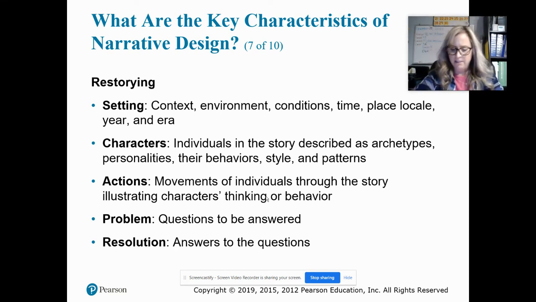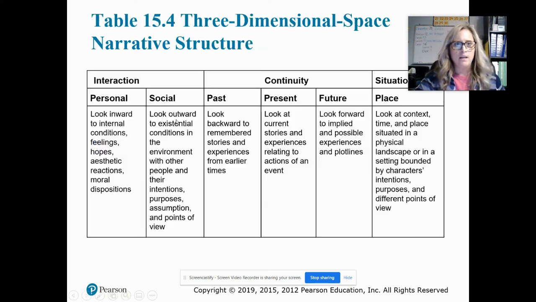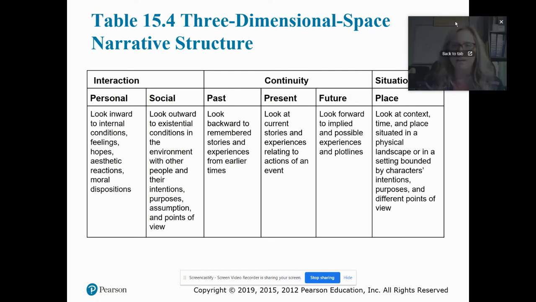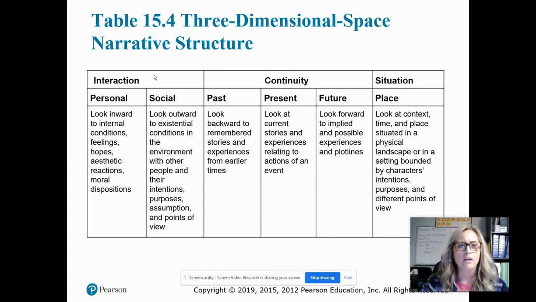Now, this is how a researcher restores key codes into a sequence, and you can see this on page 521 on table 15.3 if you are interested in doing it that way. Another way that you could do it is just another example. It's called the three-dimensional space narrative structure. So your 3 dimensions are here at the top. You have your interaction, continuity, and situation.